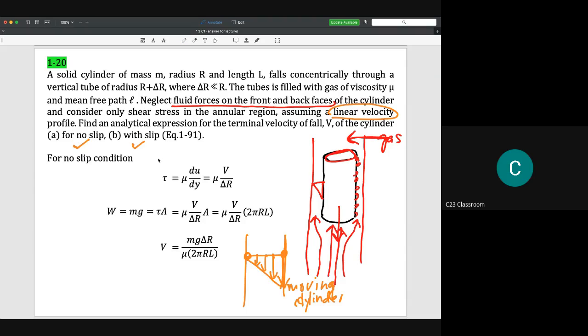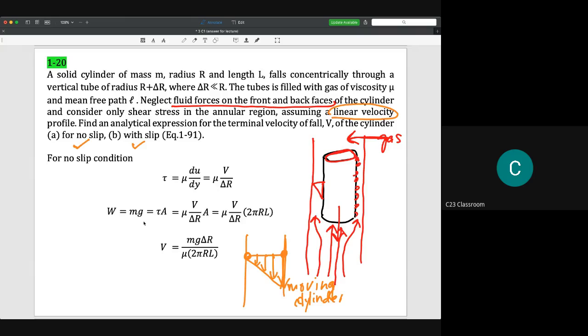So we go first to calculate with the no slip condition. We calculate the shear stress. The equation is mu du/dy, and we substitute with this because from the question we know that the velocity is v and the gap here is delta r. So we substitute the value.